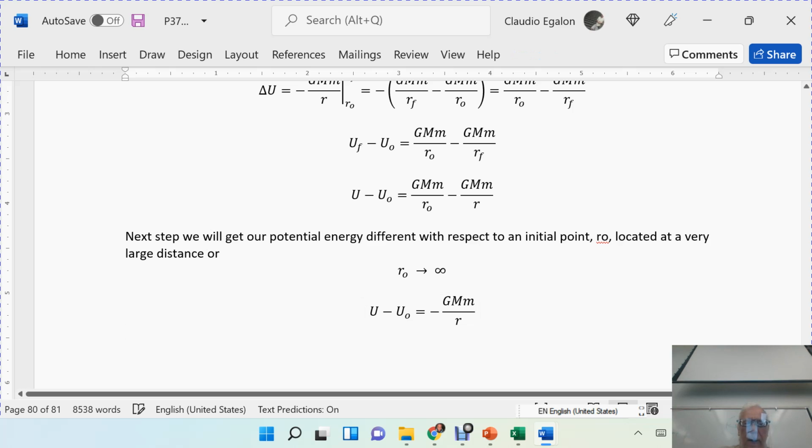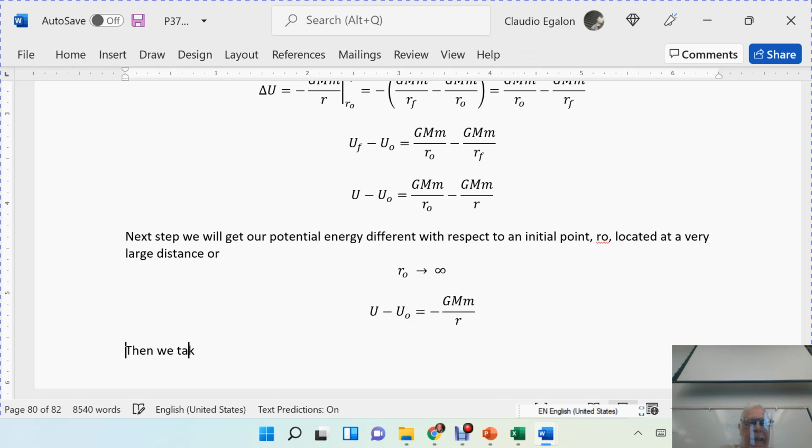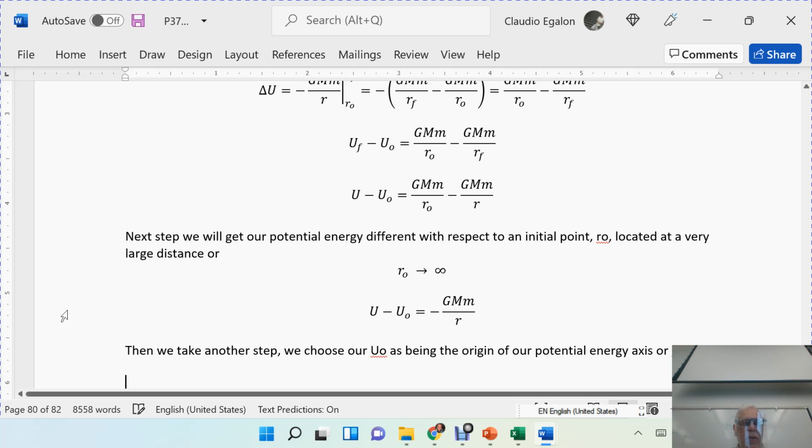Then we take another step. We choose our U naught as being the origin of our potential energy axis. Or we make U naught equal to 0 as well. And let's see if it's mathematically consistent or not. When we do something like that, here you go.